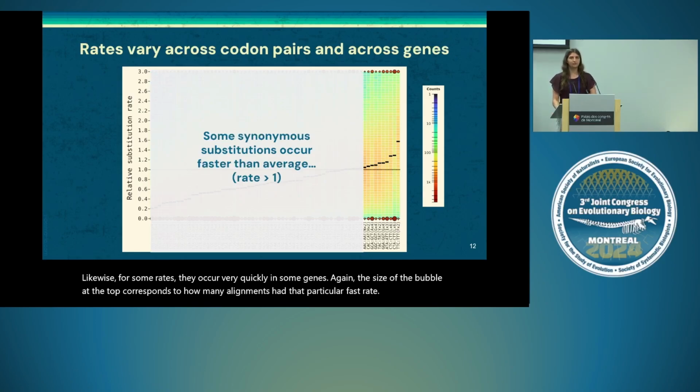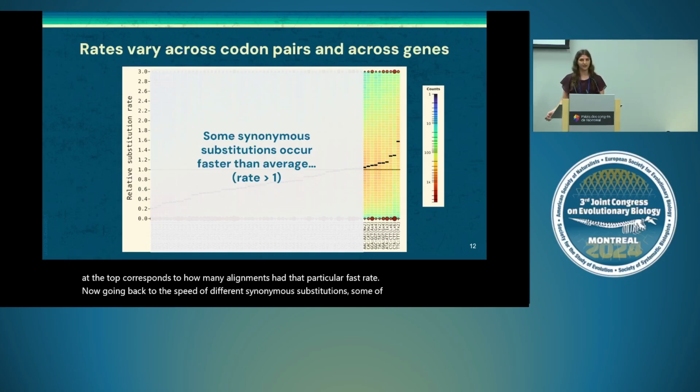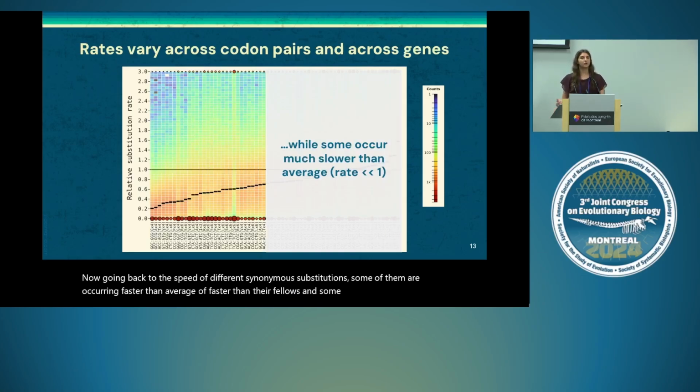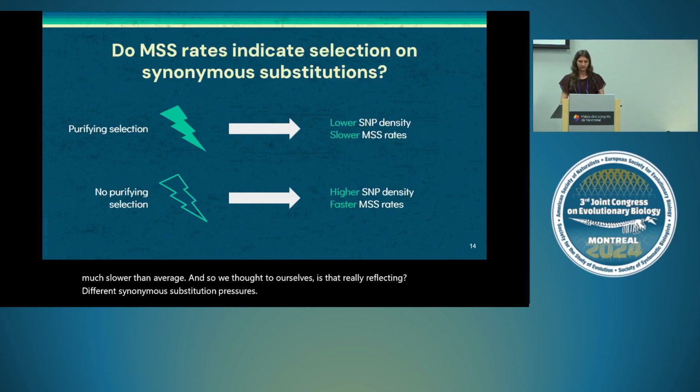Now, going back to the speed of different synonymous substitutions, some of them are occurring faster than average, faster than their fellows, and some of them are occurring much slower than average. And so we thought to ourselves, is that really reflecting different synonymous substitution pressures? So to answer that question for ourselves, we looked at an independent data set of selection on synonymous substitutions, which was a Drosophila melanogaster population genomics sample.